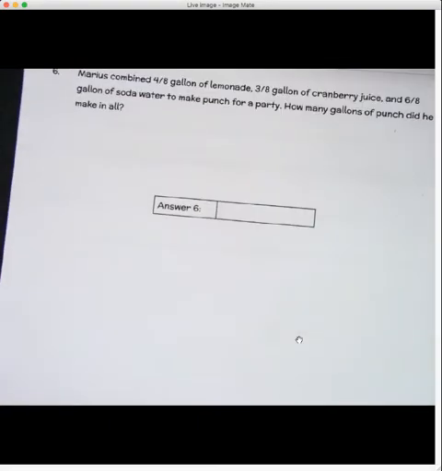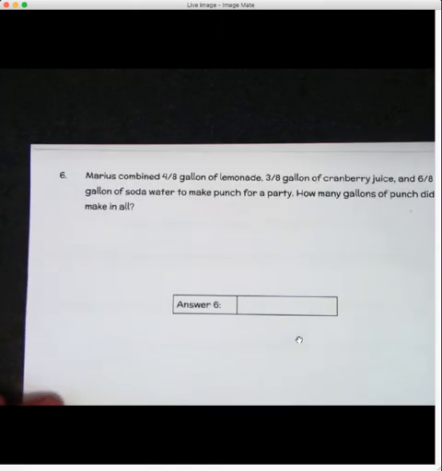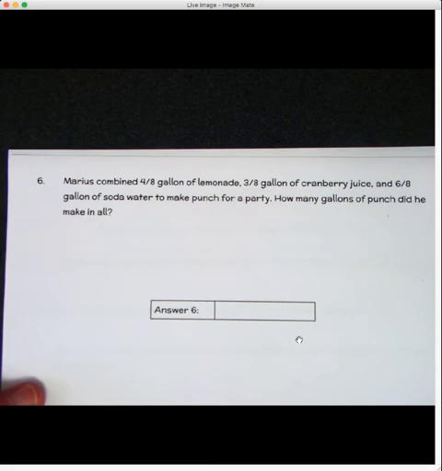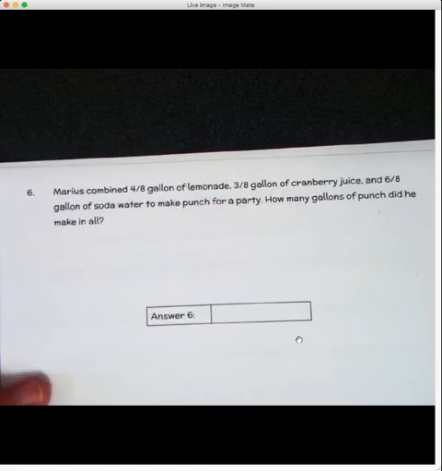Okay, next question. Marius combined 4/8 of a gallon of lemonade, 3/8 of a gallon of cranberry juice, and 6/8 of a gallon of soda water to make punch for a party. I like punch. How many gallons of punch did he make in all? All right, so he's got 4/8 of a gallon, 3/8 of a gallon, and 6/8 of a gallon. We're going to have to add those together to find out how much he made in all.